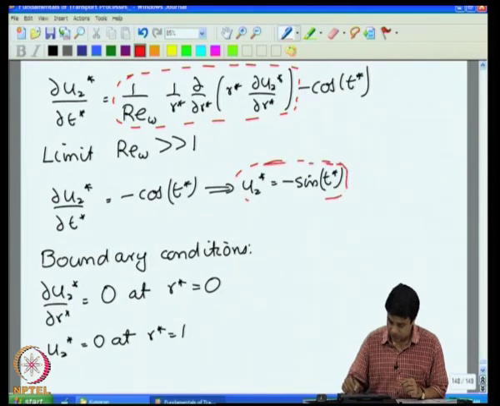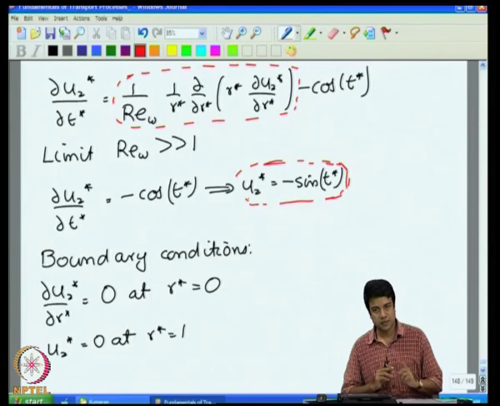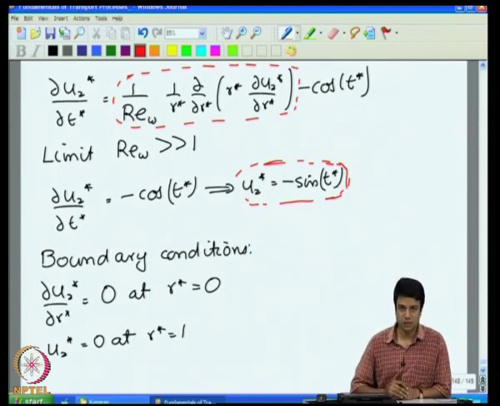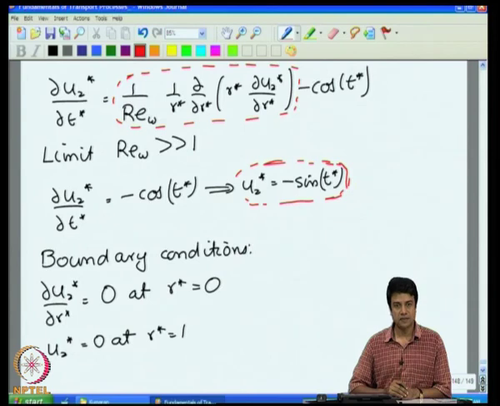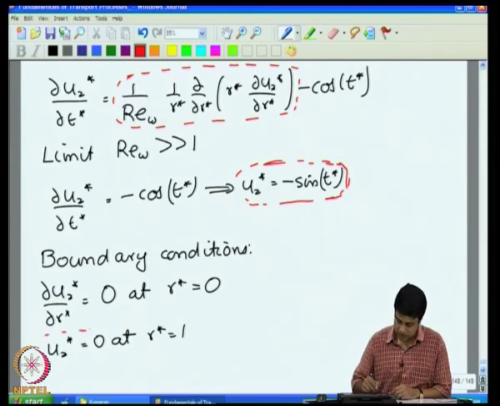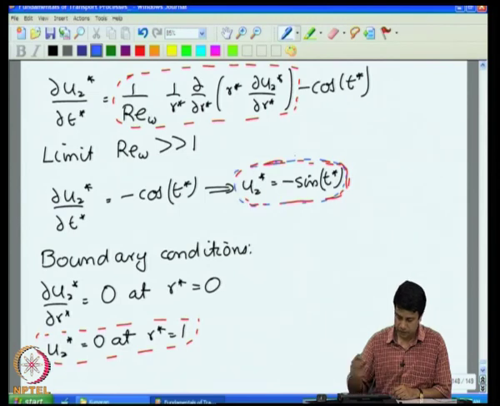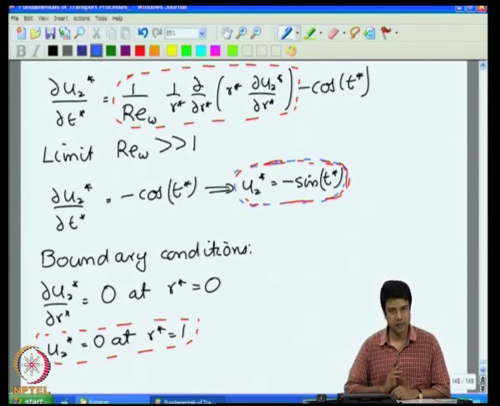Clearly not. Since the solution was independent of r, the velocity at the boundary does not go to 0 at r is equal to 1, and there is no way for us to satisfy this boundary condition by using this solution. So, clearly in the limit of very high Reynolds number, we have a solution that does not satisfy the boundary conditions, if we just simplistically neglect the viscous term in the equation, because there is a coefficient 1 over Re omega in front of the viscous term.